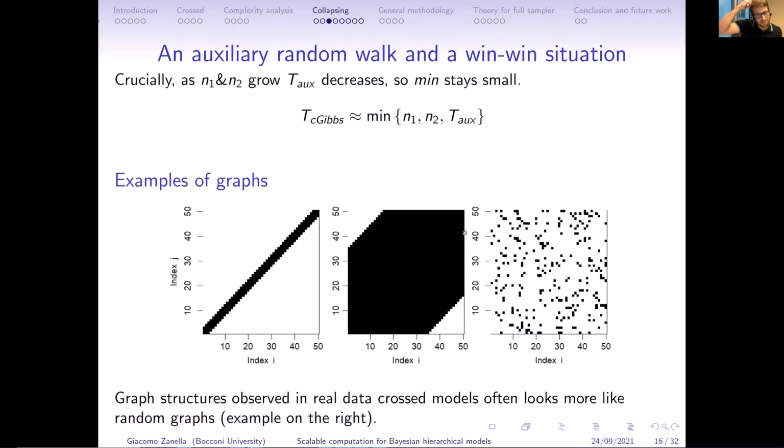Well, it's a nice situation. Here we say a win-win situation, because the nice thing is that if you have a lot of observations per data point, then N1 and N2 grow, but actually this reduces T-aux.